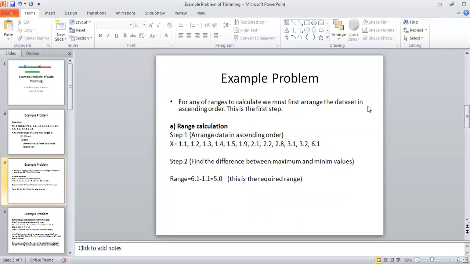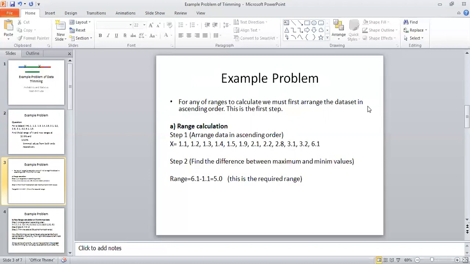So for any ranges to calculate, we must first arrange the data set in an ascending order. This is the first step to calculate the range. The data set should be in ascending order, and by ascending order we mean that the lowest value should be the first and the highest should be at the end of the data set. So I have arranged the data set in the ascending order first. This is the important step.